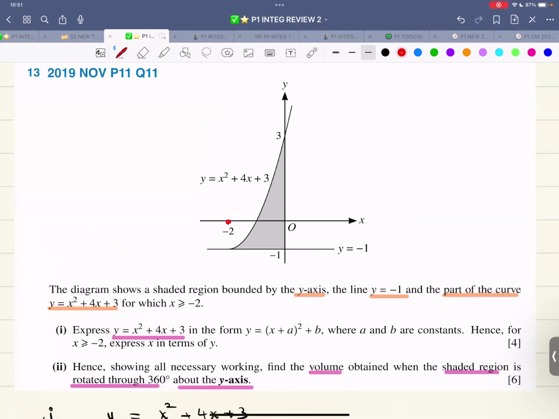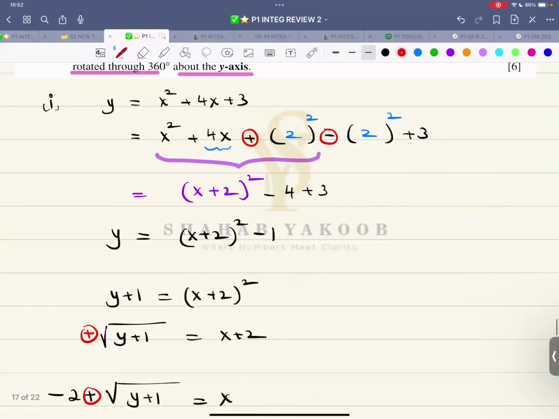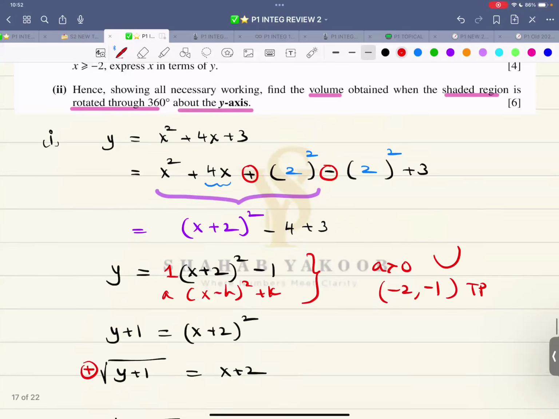Or maybe if it's not a turning point, just say so. We know that for x squared plus 4x, dy by dx, let me just prove it to you, is 2x plus 4. And dy by dx equals 0. Therefore, 2x plus 4 equals 0. x is -2. That's the turning point. We also know the turning point from here. This is a(x minus h) whole squared plus k. a is positive. That's the shape. And (-2, -1) is the coordinate of the turning point, the vertex, the stationary point.